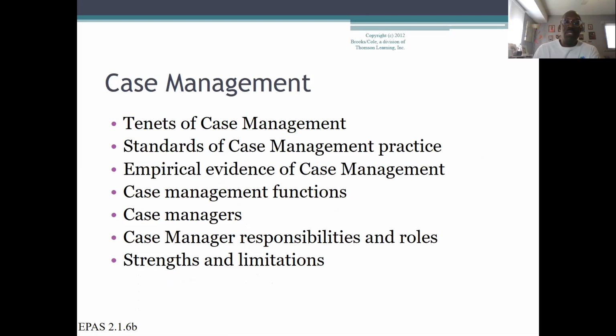And then case management. Case management is one that a lot of social workers would do over the course of their time. It's a different practice model that looks at a number of different things. There are standards, some empirical data around case management, as well as some case management functions. And there are lots of roles, more enhanced roles, I think, for case managers in terms of the other processes that we looked at. We're also going to look at the strengths and the limitations.